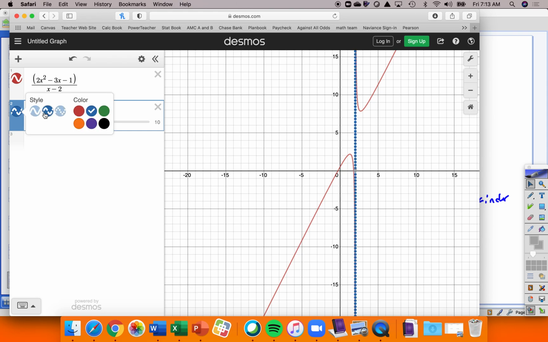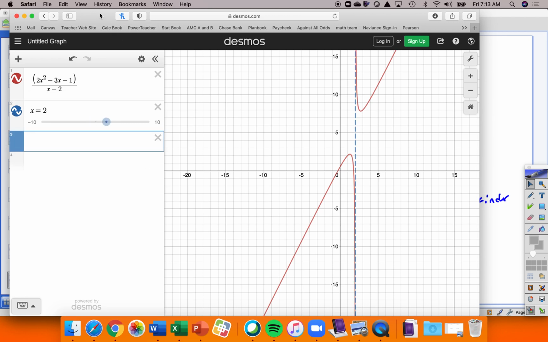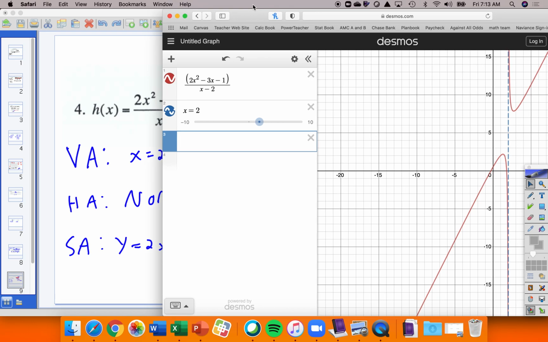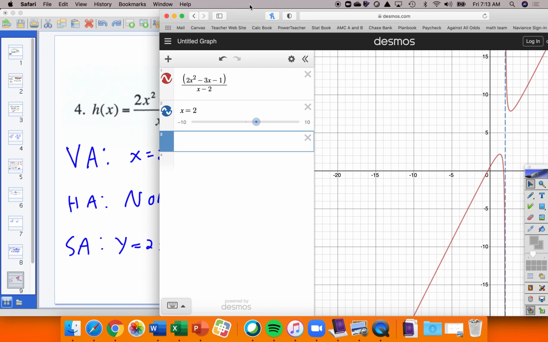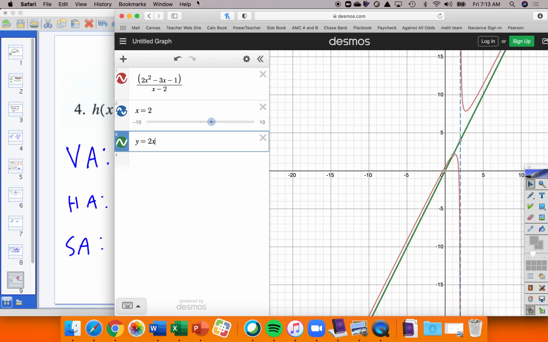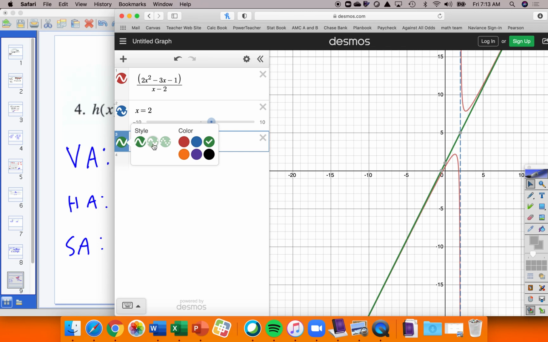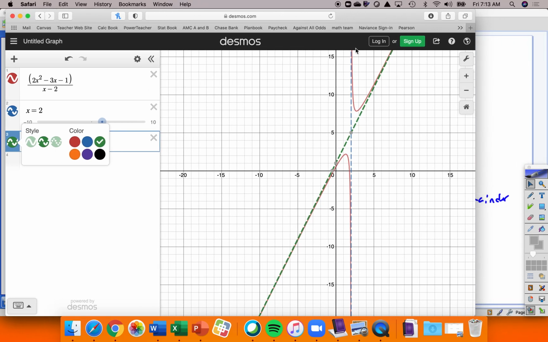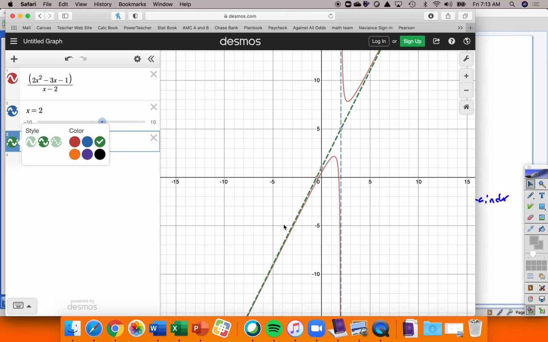That's a vertical asymptote. And then I can also graph my slant asymptote, which is y equals 2x plus 1. I can make this dotted as well. And there you will see that my asymptotes are really dictating how this function behaves.